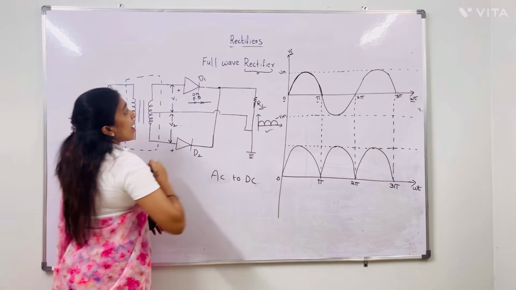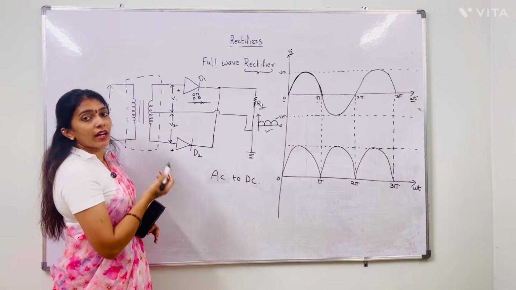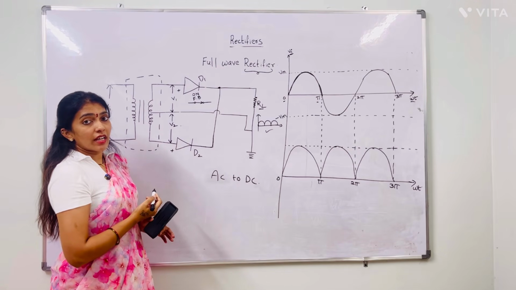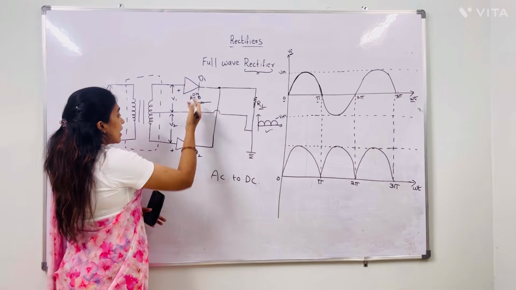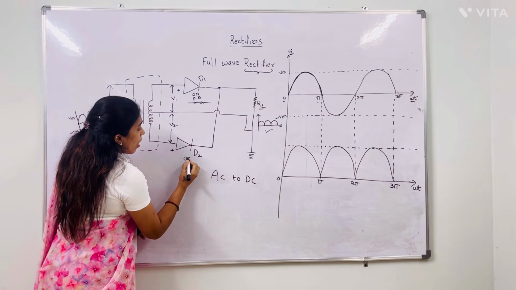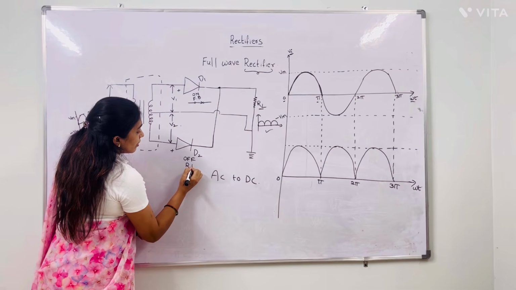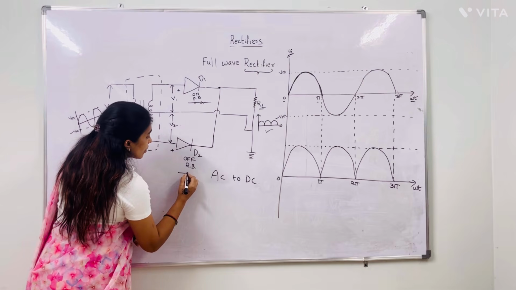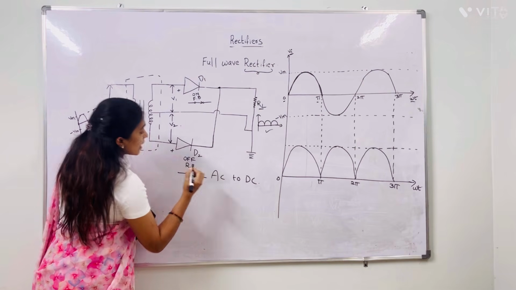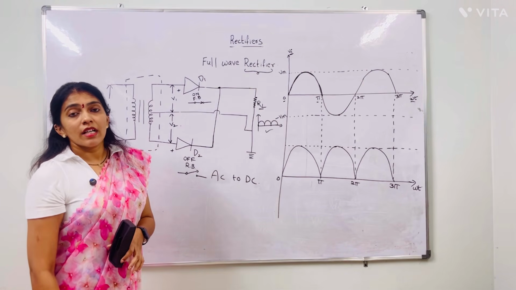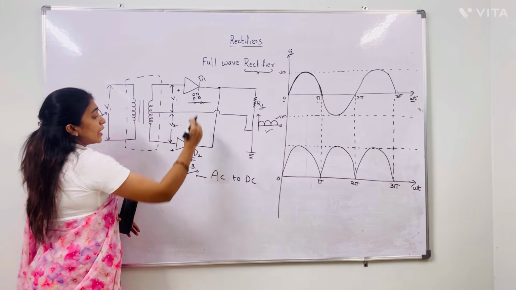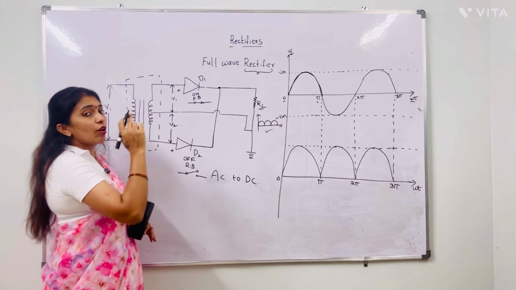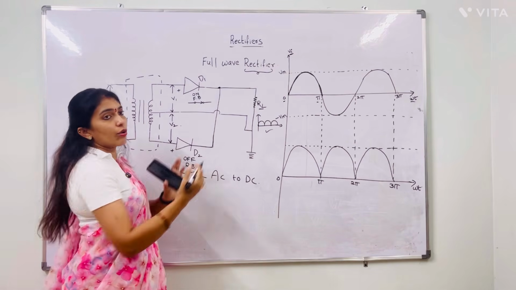So during the positive half cycle, diode D1 goes to the on condition, which means it is in forward biasing condition and acts like a closed switch. At the same time, diode D2 goes to the off condition, meaning this diode is in reverse bias condition. In this situation, diode D2 acts like an open switch. So D1 is on, D2 is off. Even if only one diode is in the on condition, we get the output.